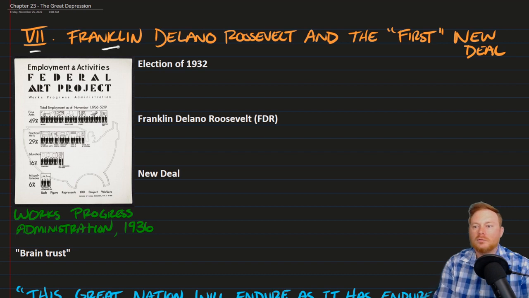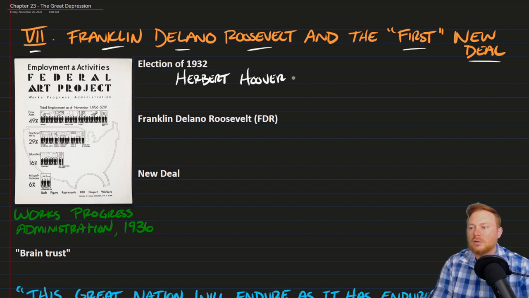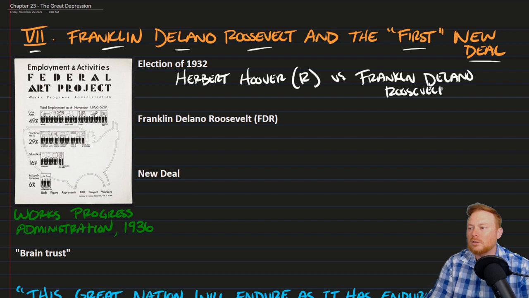Section 7, Franklin Delano Roosevelt and the First New Deal. So Hoover's days as the United States president were numbered, and in the election of 1932, it was Herbert Hoover attempting to hold on to the presidency as the Republican running against Franklin Delano Roosevelt, the Democrat. And at that point, Americans had had pretty much enough of Hoover, and it didn't look good for him during this election.